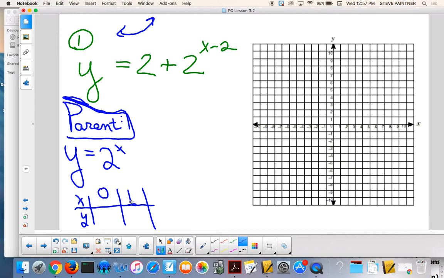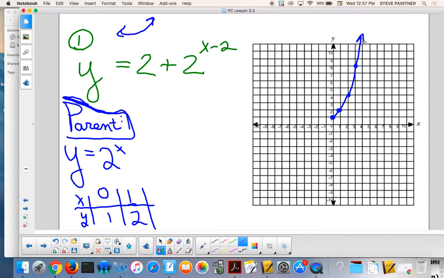0 goes in, 2 to the 0. 2 to the first, 2. You can get me more if you want. 2 to the second, 4, 2 to the third, 8. I mean, you can do it if you want. But here's the deal. If I just know what the parent looks like, I'm good to go. I know the parent's going to do this. I know it's going to hit 4. I also know it will eventually hit 8. Okay, but what does it do as it goes left?